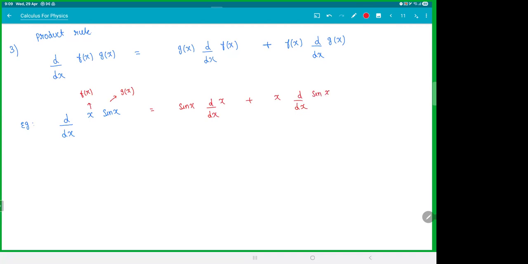Now again, going back to level one. What is dx by dx? You can clearly see dx by dx becomes 1. What is the differential of sine x? Cos x. So the answer for this is sine x plus x cos x.